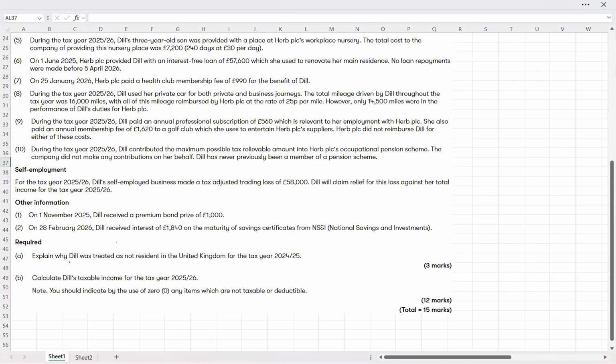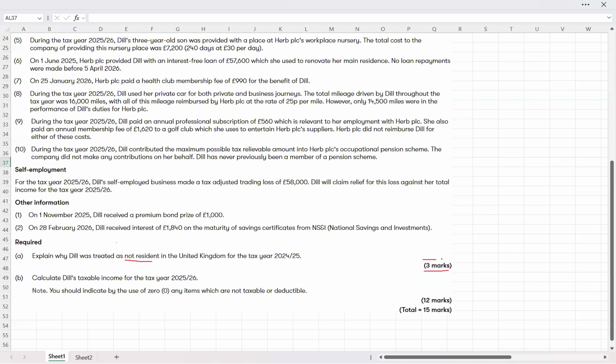Explain why Dill was treated as not a resident in the UK for the tax year 24-25. So it's a 3-marker. I would just like to give you an insight from the examiner's report on this question. The examiner was critical that the students wasted a lot of time. You see, it's only a 3-marker.